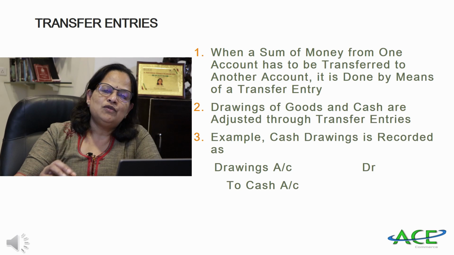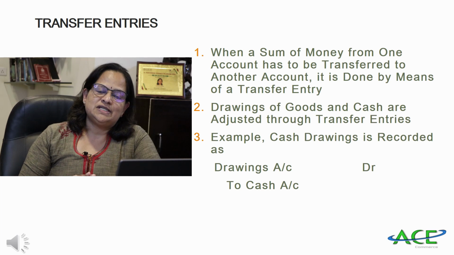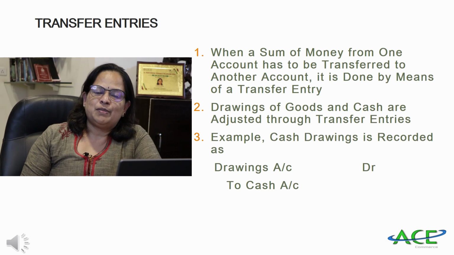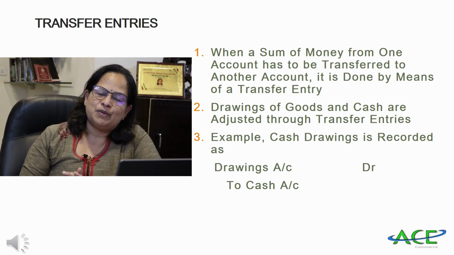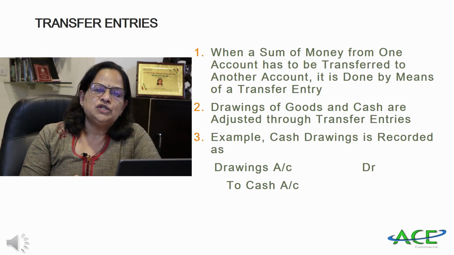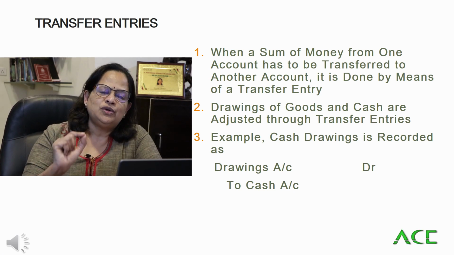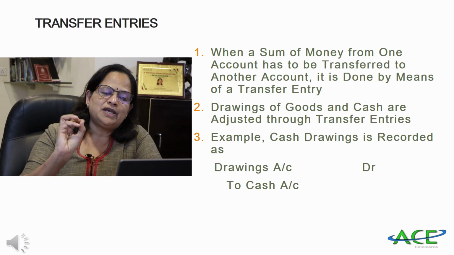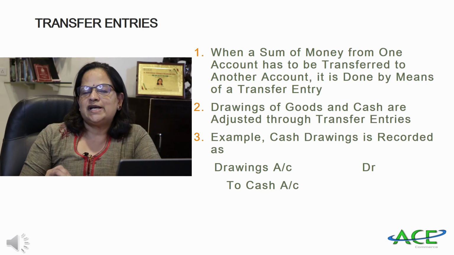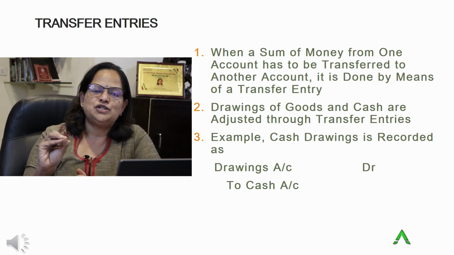Now we are coming to the second one, that is transfer entry. Transfer entry usually we will do only for drawings. There are 2 types of drawings. One is goods withdrawn by the proprietor for personal use, or cash withdrawn by the proprietor for personal use. So 2 types of drawings, one is cash and the second one is goods. You have to remember that if cash is withdrawn or goods are withdrawn, it has to be adjusted to capital. So it is going from the capital account. We will first explain with these 2 transactions, cash withdrawn and goods withdrawn. Then we will do one problem also, then the concept will be clear to you.